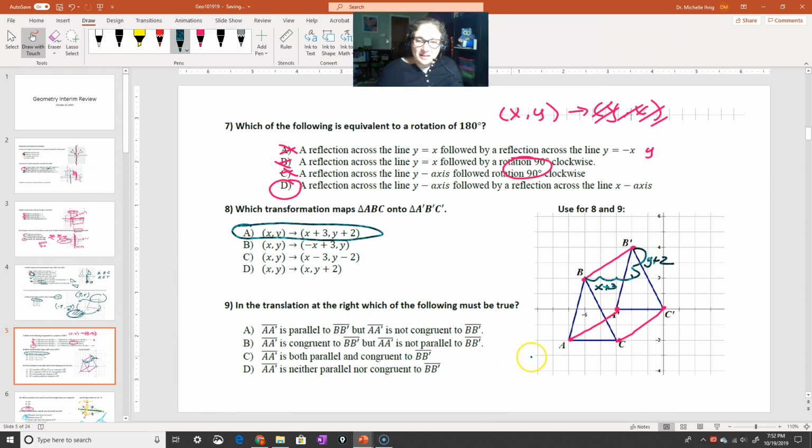Next. Let's see, based on this, which is true. So A to A prime is parallel to B to B prime. Yep, that's true. And they're not congruent. Well, that's false. So it can't be choice A. A, A prime and B prime are congruent. That's true. But they're not parallel. False. So it can't be B. C is they're parallel and congruent. That is true. D says they're neither. That is false. So that's it.